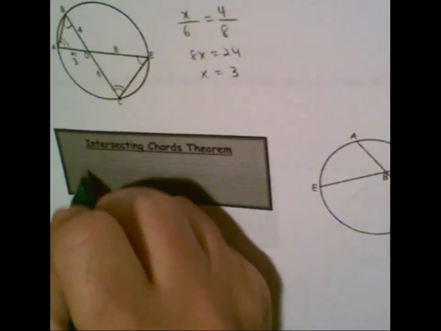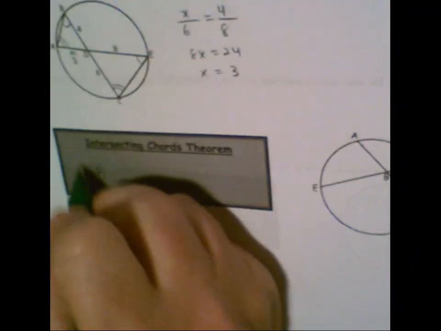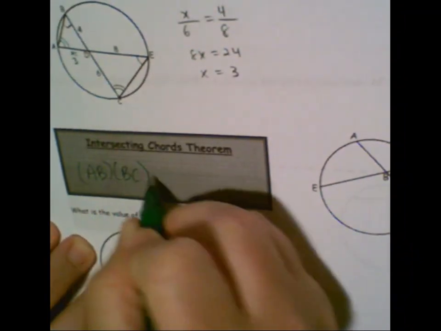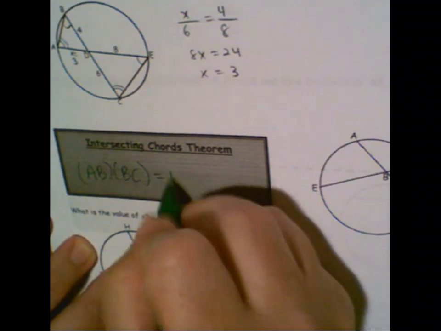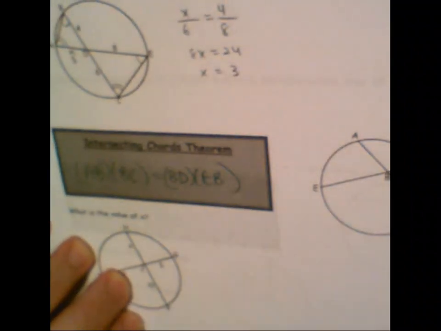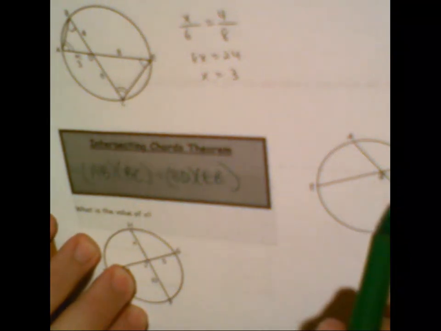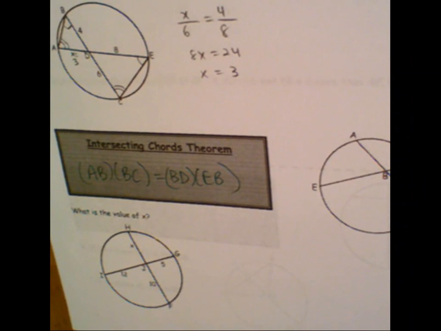Okay, so the rule is, looking at this one over here, the product of the segments of one chord equals the product of the segments of the other chord. So, AB times BC is equal to BD times EB. So, this piece times this piece equals this piece times this piece. Very simple, works every time. The reason why it works is if you make the triangles, you end up with similar triangles, and their corresponding sides of similar triangles are in proportion.